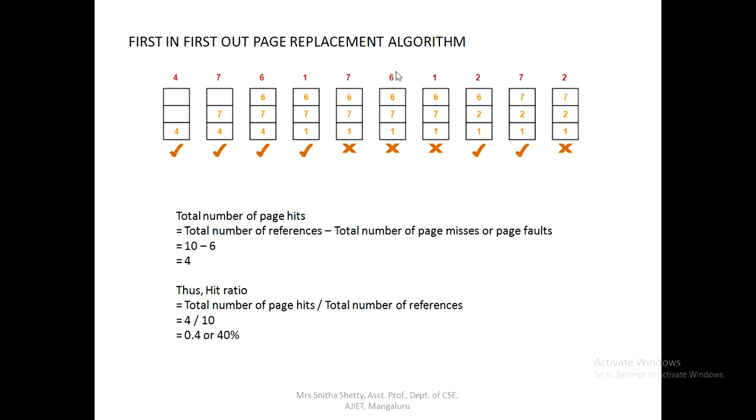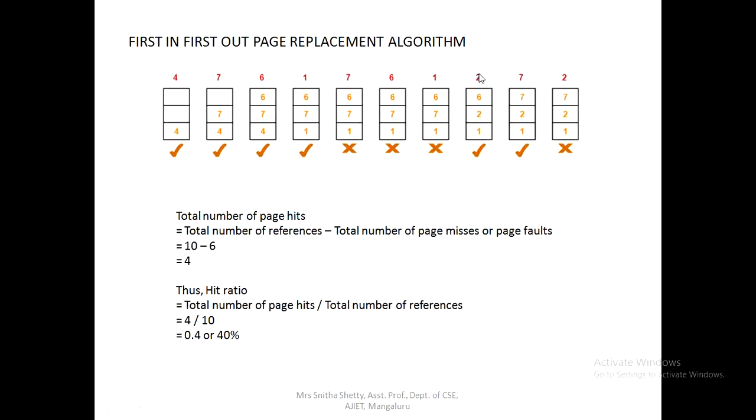Next data is 6. Is 6 there in the frame? Yes, so this is also a page hit. Now again 1: whether 1 is there? Yes, 1 is there, so it is a page hit. Now 2. f of 0 contains 1, f of 1 contains 7, f of 2 contains 6. Now it is asking for 2: whether 2 is there?